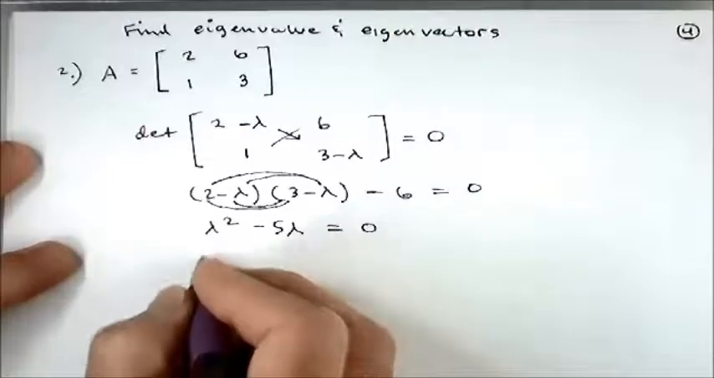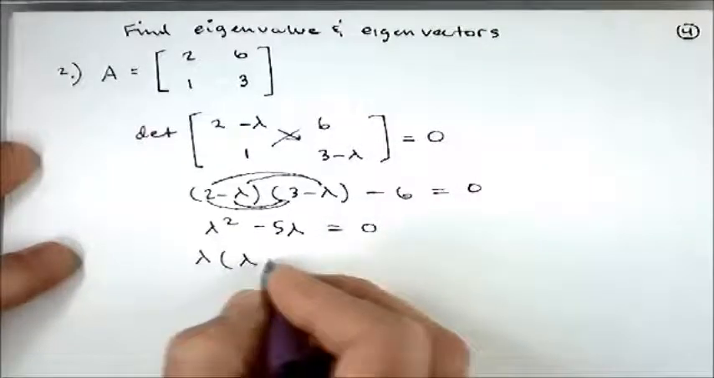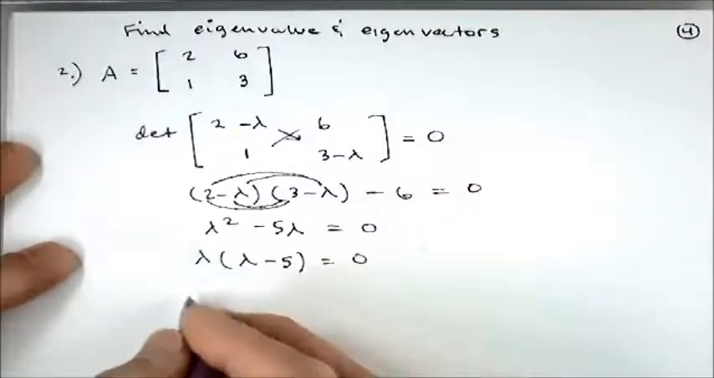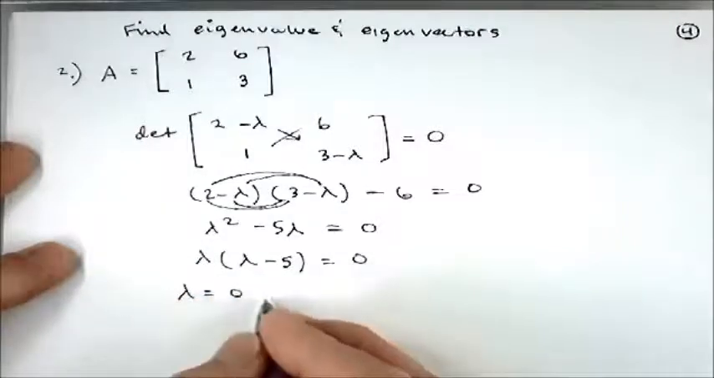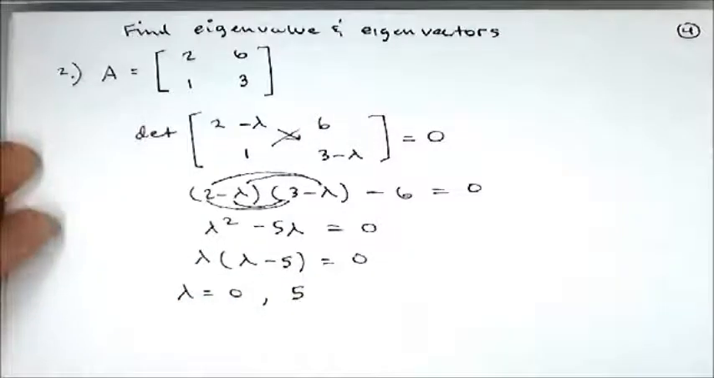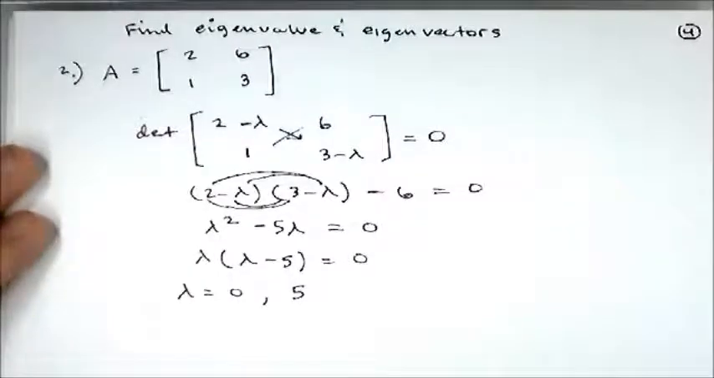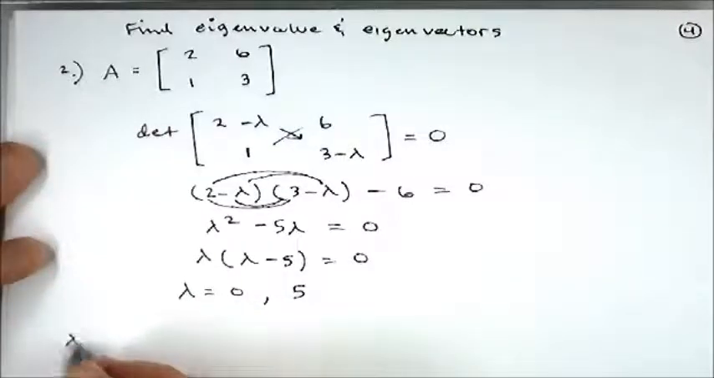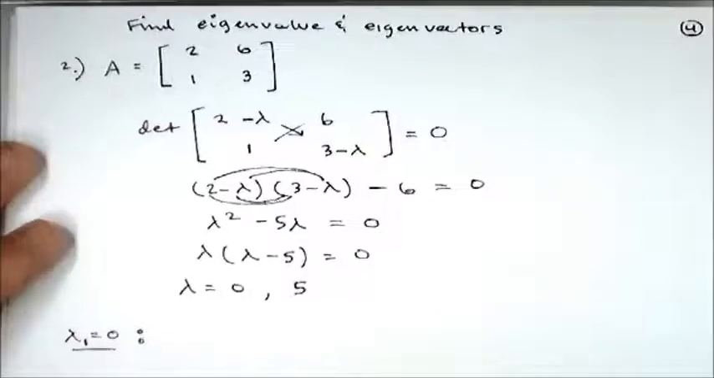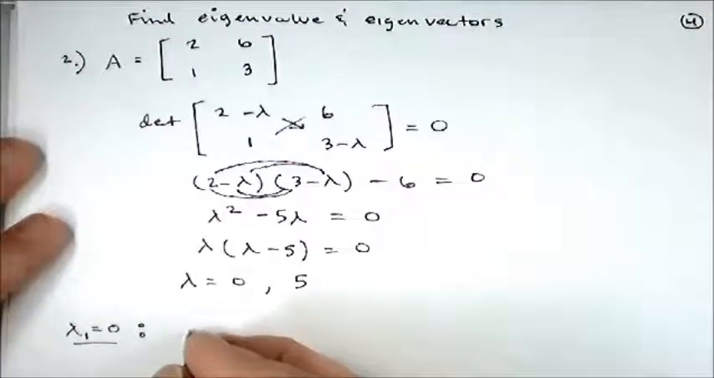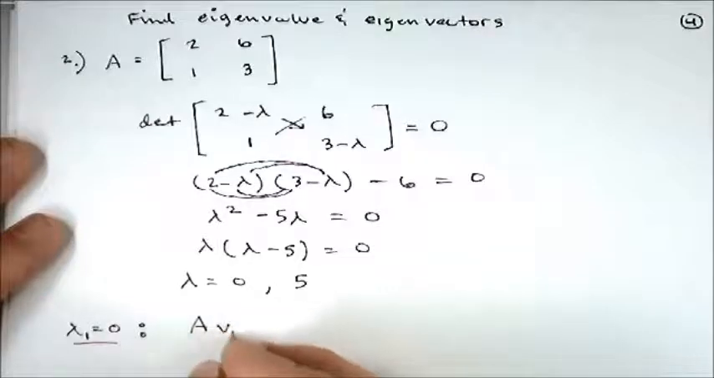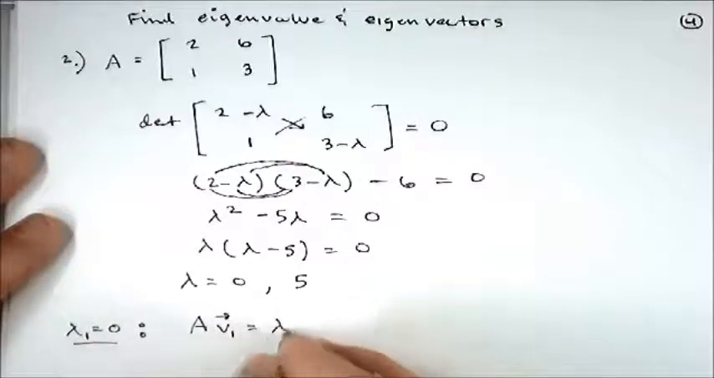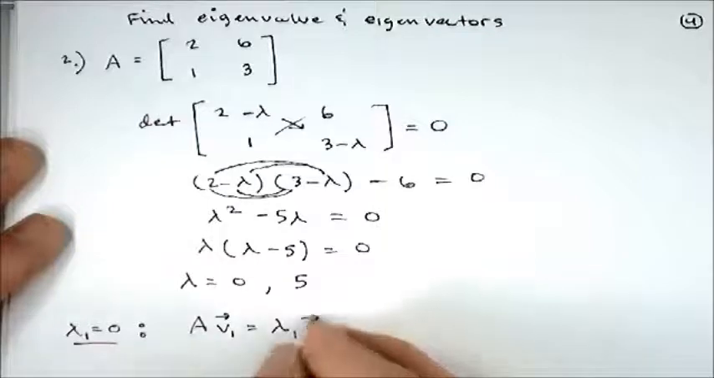So here I can solve for my lambdas just by factoring it out. I get either lambda equals 0 or lambda equals 5 as my 2 eigenvalues. So now to find the eigenvectors, it again doesn't matter which one you call which, so we'll just say lambda 1 is 0. Matrix times eigenvector equals lambda times eigenvector.